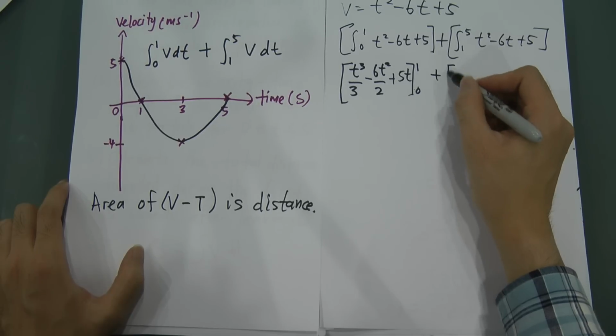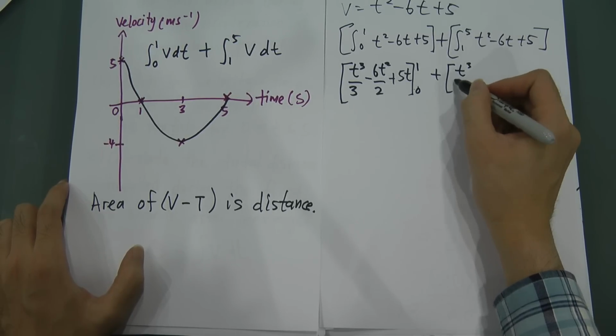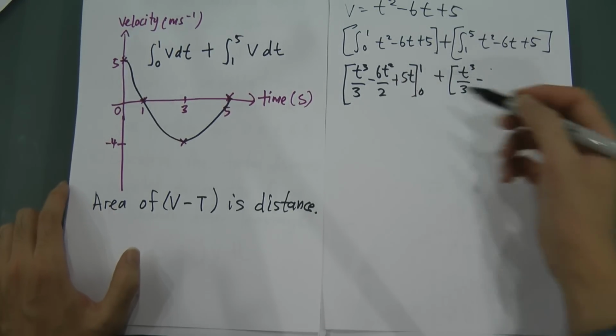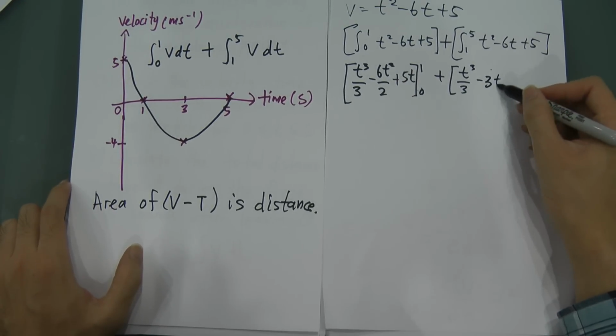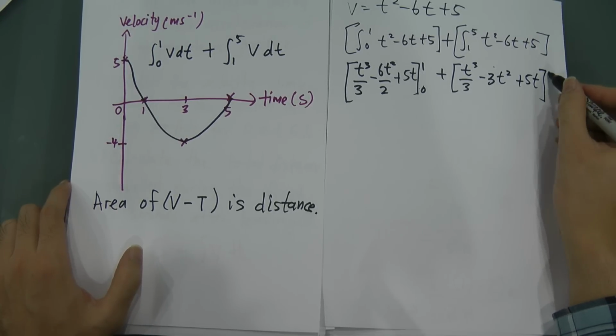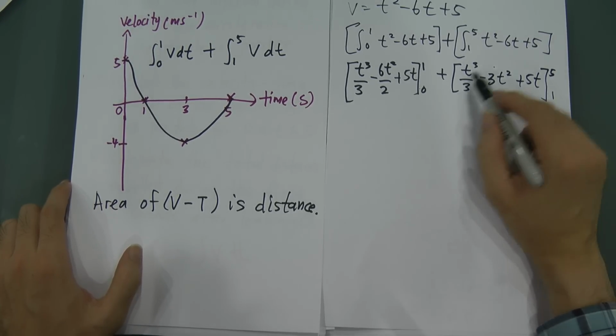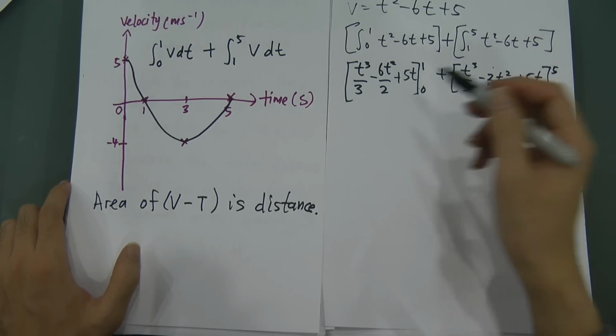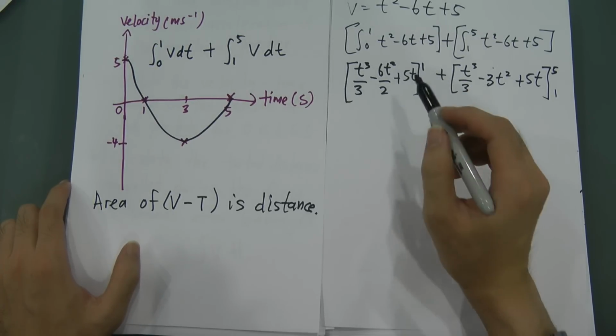Okay, plus same thing, t cubed divided by 3 minus, actually this one we can simplify 2 and 6. So this one I call it 3t squared plus 5t. And then this is 5 and 1. Later we have to substitute 5 into all this and 1 into all this. And then minus, we substitute 1. So first I substitute 1 into it.